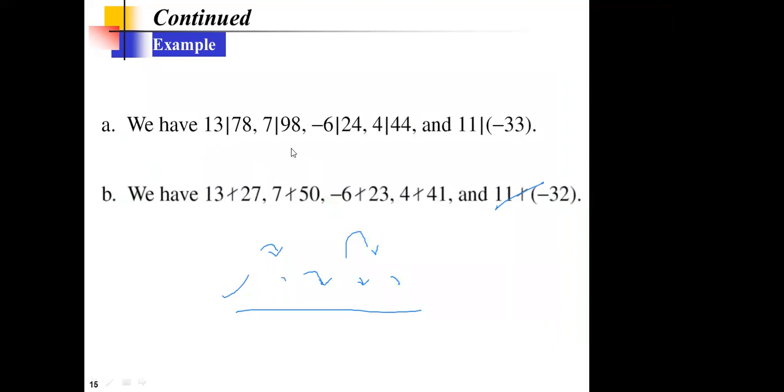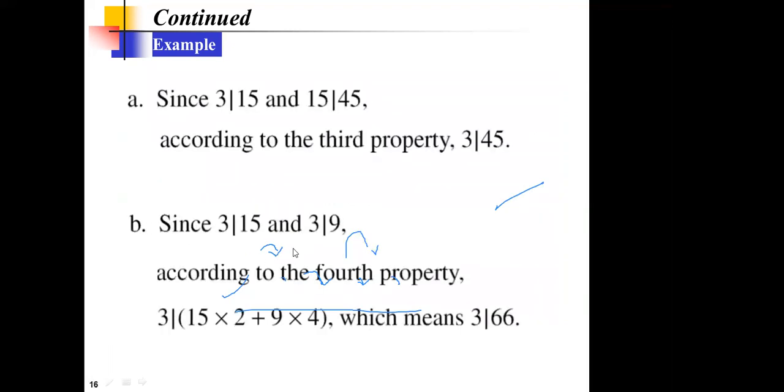So in an example here, 13 divides 78, 7 divides 98, minus 6 divides 24, like that. 11 divides minus 33. 3 divides 15 and 3 divides 9, meaning 3 divides 15 times 2 and 9 times 4.